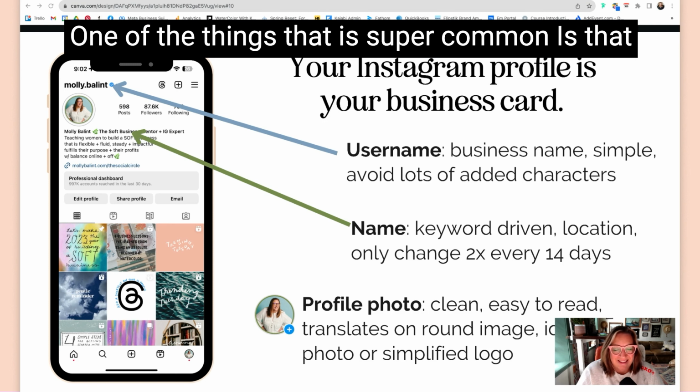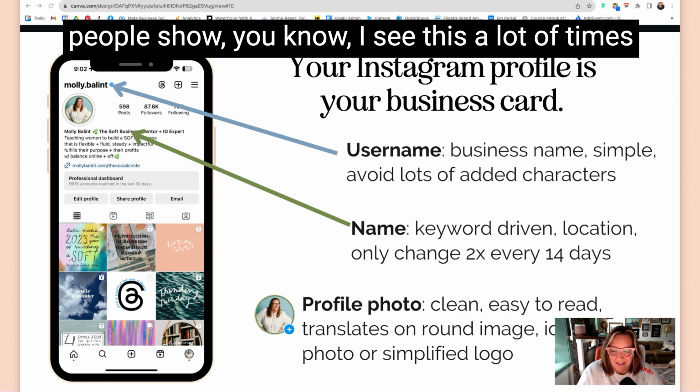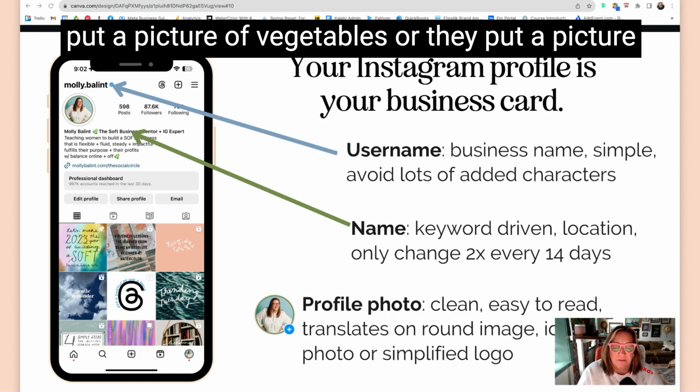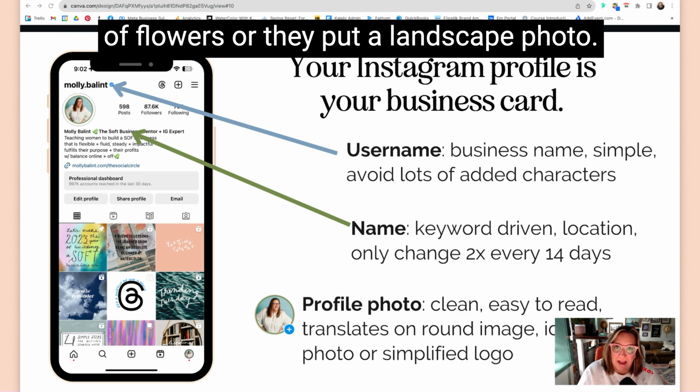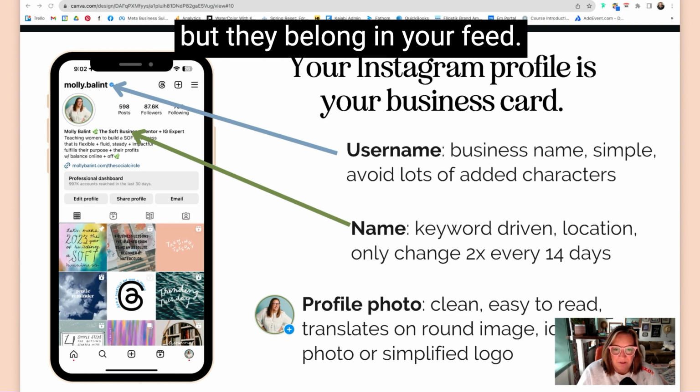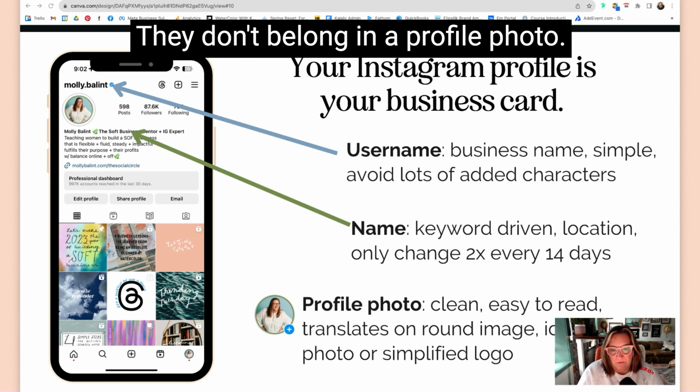One of the things that is super common, I see this a lot of times with flower farmers, people put a picture of vegetables, or they put a picture of flowers, or they put a landscape photo. Those kinds of photos are great, but they belong in your feed. They don't belong in a profile photo.